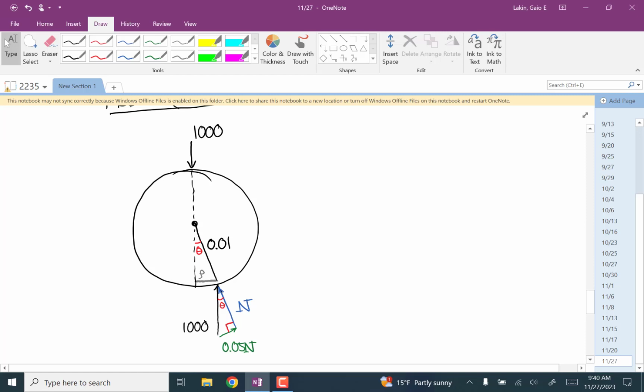Just like if I apply a small force to this and it doesn't move, because the force I'm applying doesn't reach the threshold that the static friction can apply.